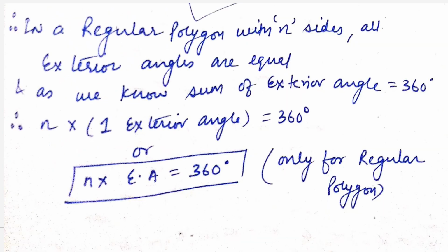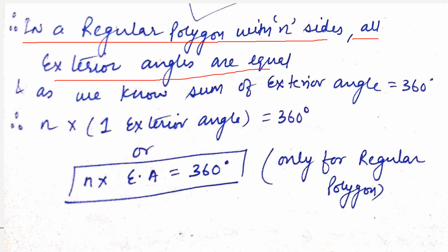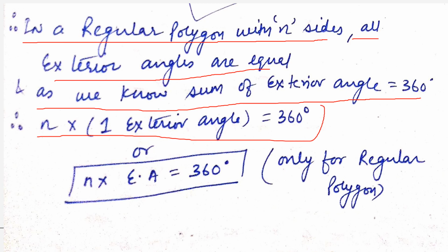Now this gives us a formula. In a regular polygon with n sides, all exterior angles are equal. This I already told you. And as we know, the sum of exterior angles is 360 degrees. Therefore, we get this formula for regular polygons, that is n into one exterior angle is equal to 360 degrees, or n into EA is equal to 360. This formula we will use for regular polygons only.